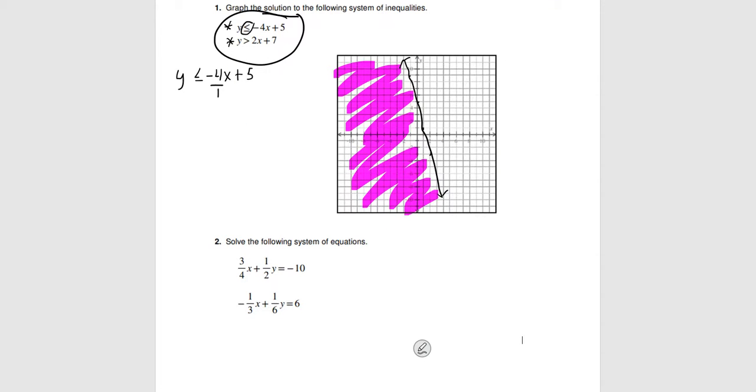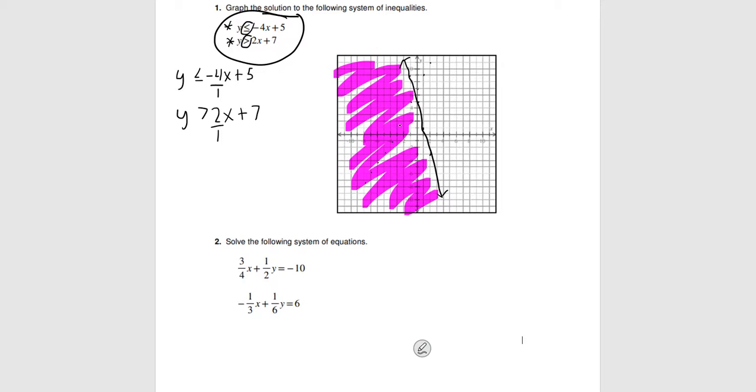Okay, so now we are going to graph the second line on the same coordinate plane so we can see where the shadings overlap. Our second line crosses the y-axis at 7. Our slope is up 2 to the right 1, or we can go down 2 to the left 1. This line is going to be dashed, because this is just a greater than.